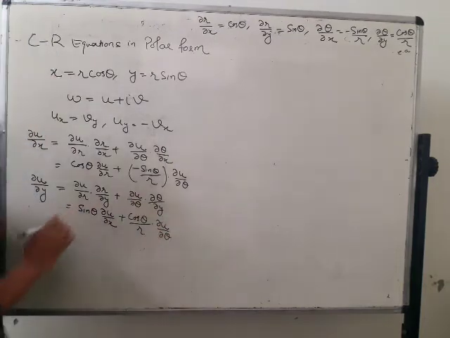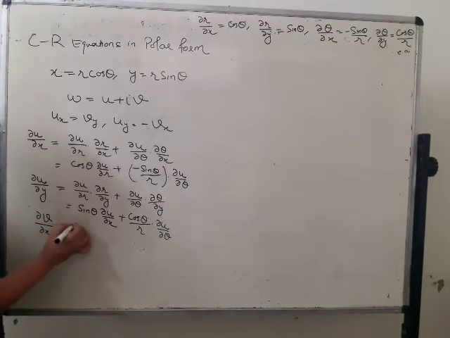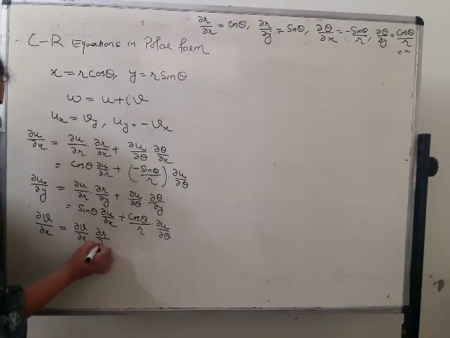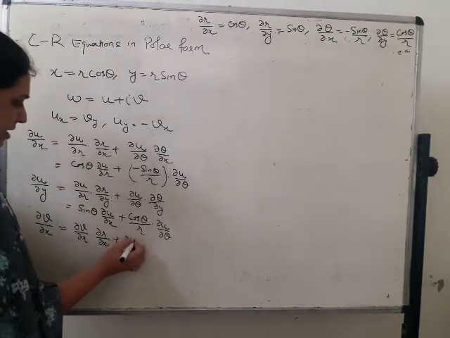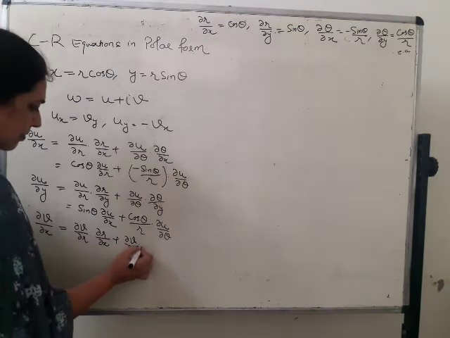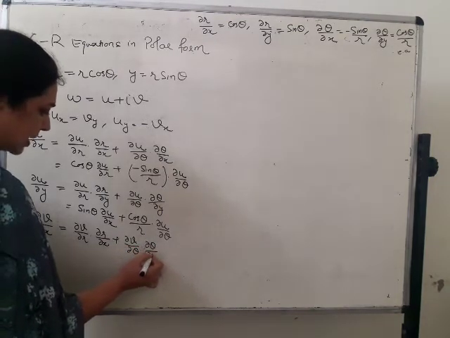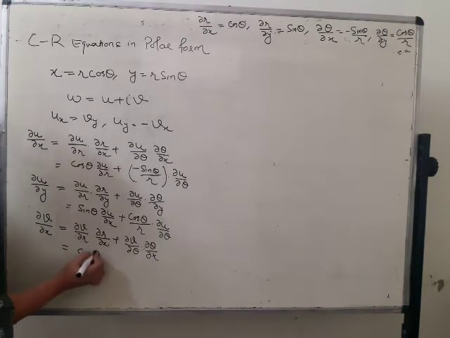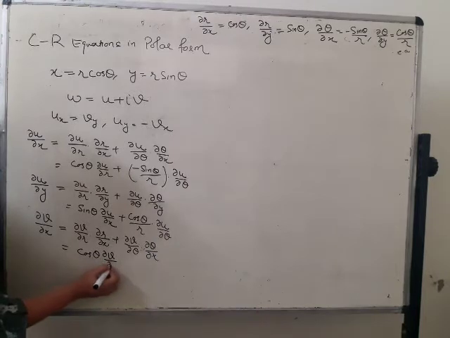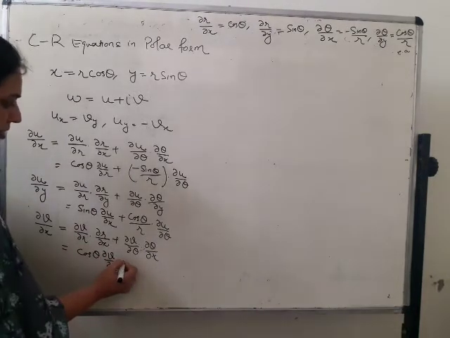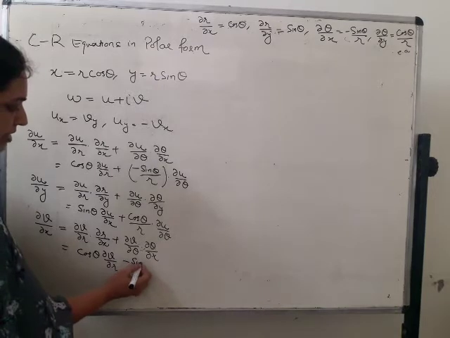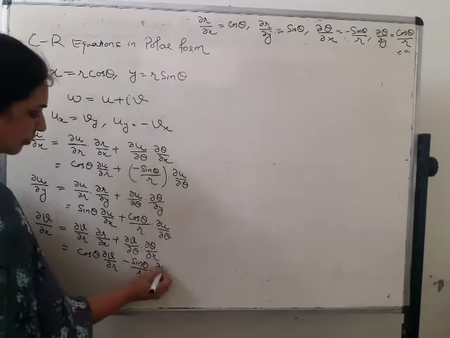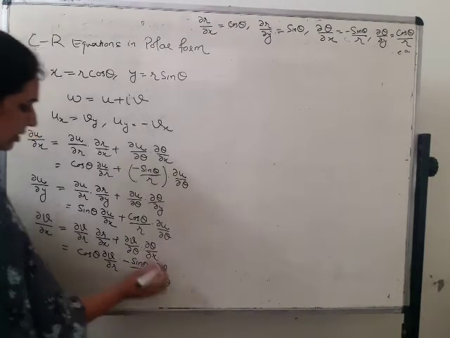Then take the derivative of v with respect to x, derivative of v with respect to r, derivative of r with respect to x, plus derivative of v with respect to theta, derivative of theta with respect to x, equal to again cos theta, curly v by curly r, minus sin theta by r, curly v by curly theta.